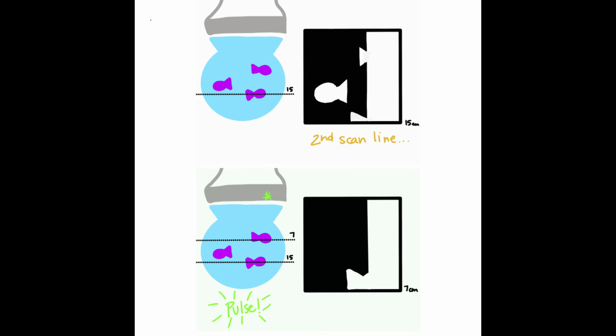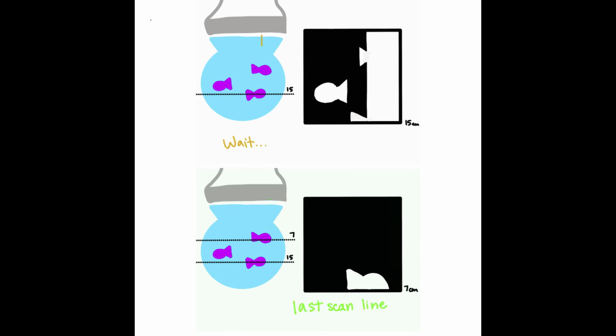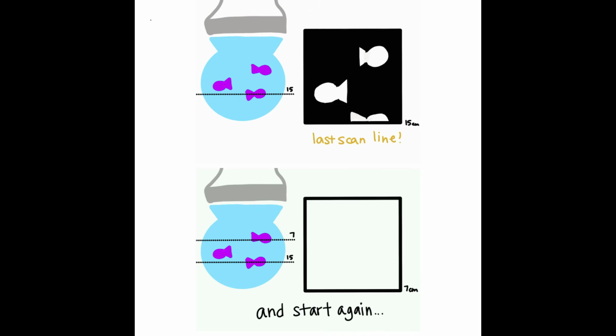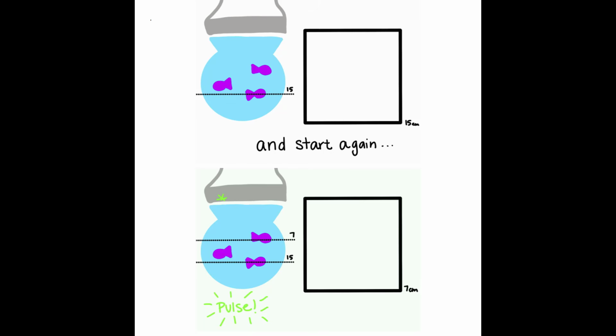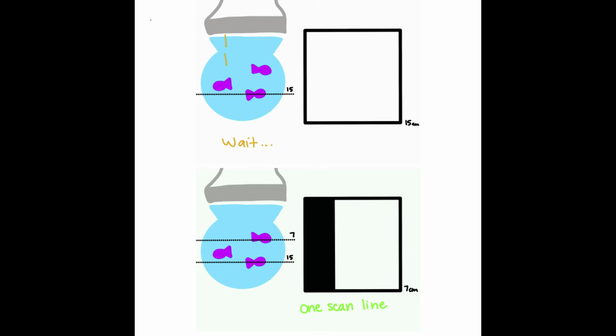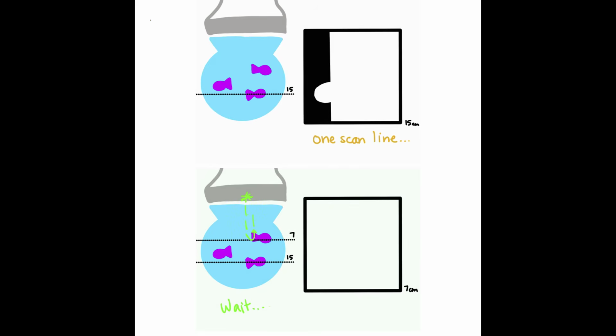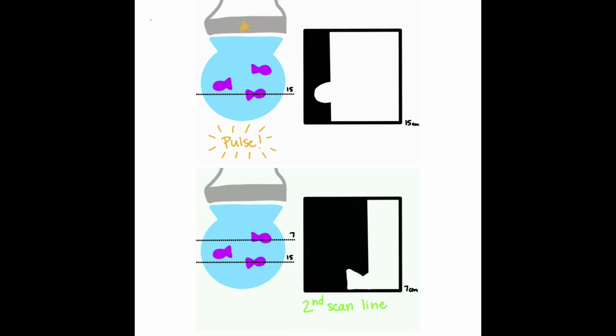We're just going to wait and watch a few scan lines go through, watch a few images being made. Notice on the top one that we are scanning to a maximum depth of 15 centimeters. In the bottom picture, we're only scanning to a maximum depth of 7 centimeters. And so when we reduce the depth, we reduce the waiting time and therefore can produce more images.